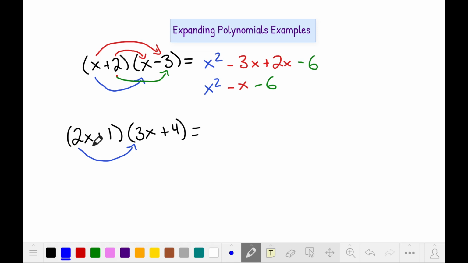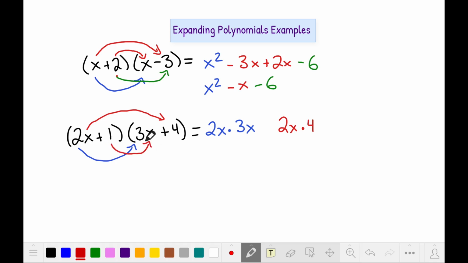So again, we've got two groups of people that need to introduce themselves to each other. 2x says hello to 3x, but now it's going to be a little bit complicated because it's going to be 2x times 3x. Then the 2x says hello to the 4. So we're going to have 2x times 4. Next, the 2x has said hello to everyone. Now it's number 1's turn to say hello to everyone.